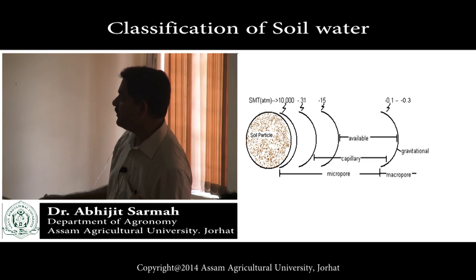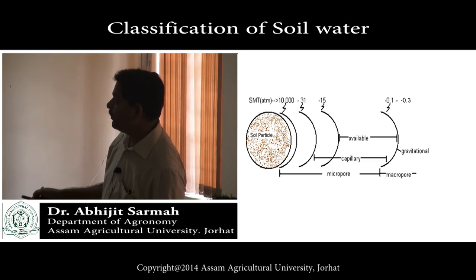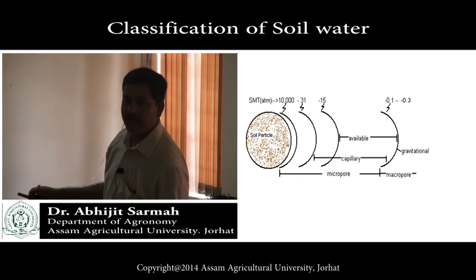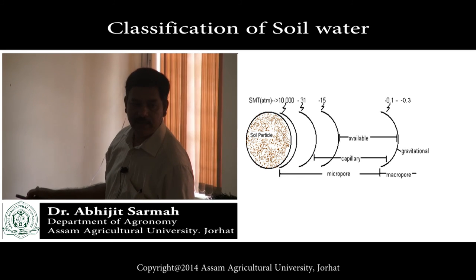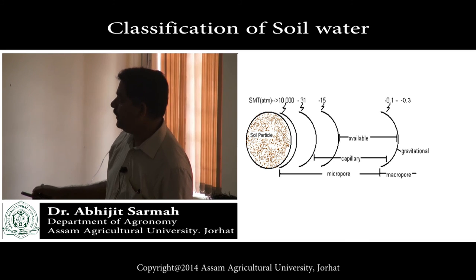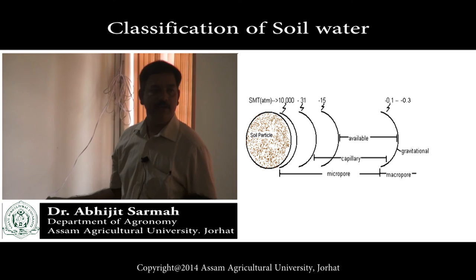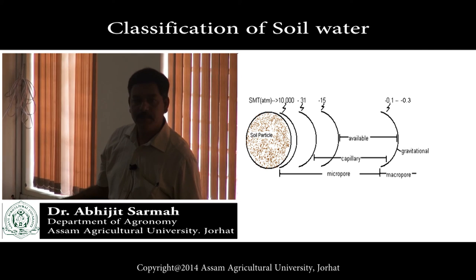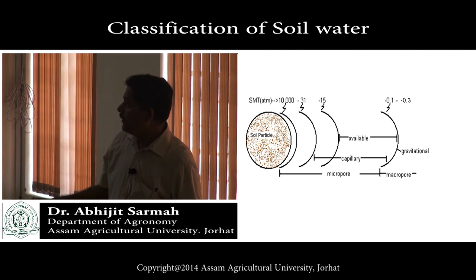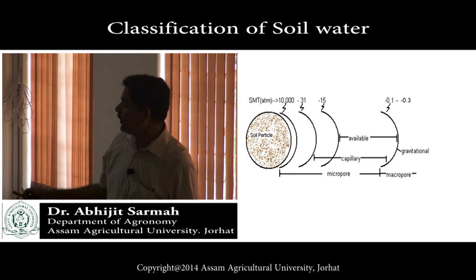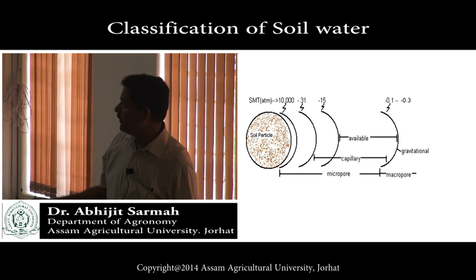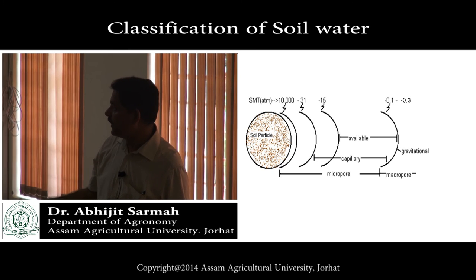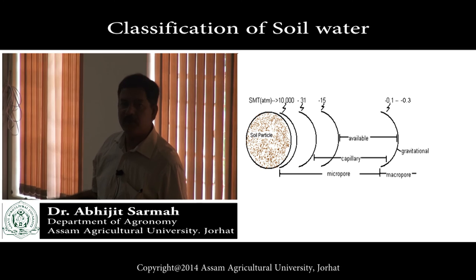This is the same diagram here. This is the soil particle. When oven dry, the first water layer is held at a tension of 10,000 bar. As it goes away, the tension is decreasing. It is 31 bar. The water between this and this is hygroscopic water. When it reaches 0.1 to 0.3 bar, the water between 31 bar and 0.1 to 0.3 bar is the capillary water, and beyond that is gravitational water.